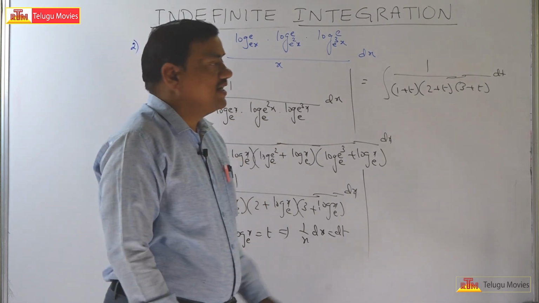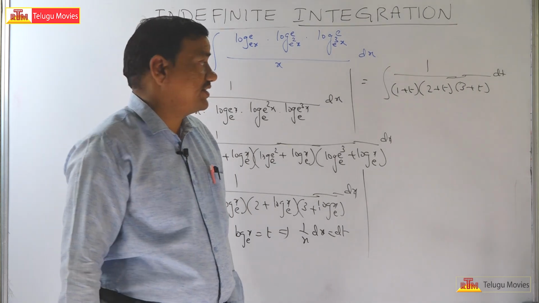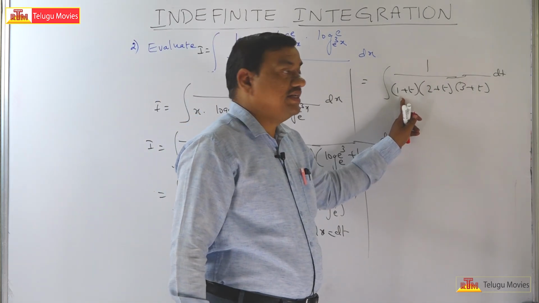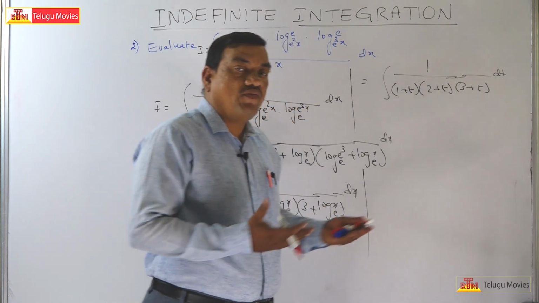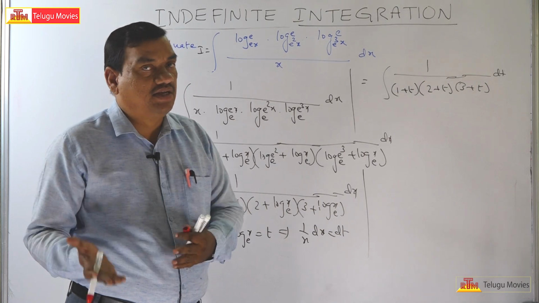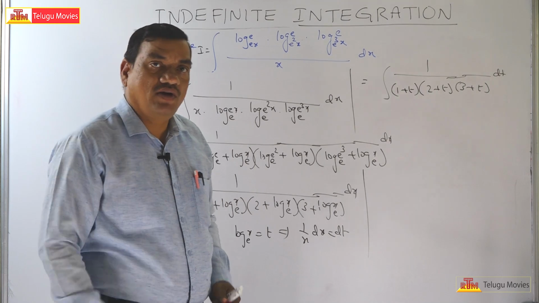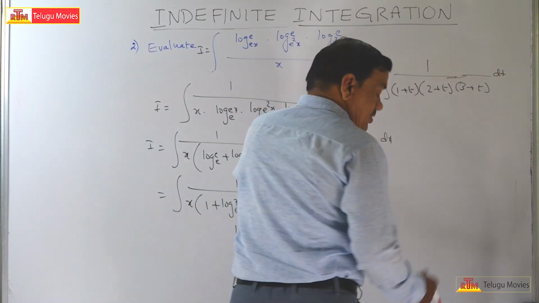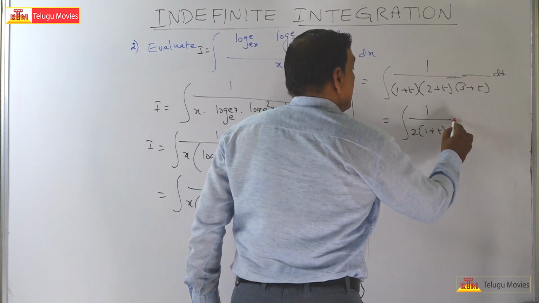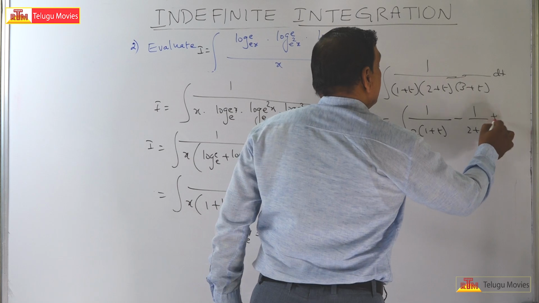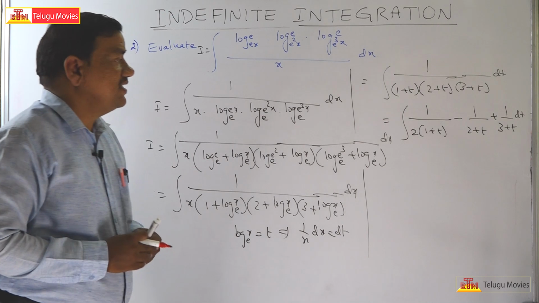Rest, everybody can know that this is a partial fraction. Now, you have to separate them into partial fractions: a by 1 plus t plus b by 2 plus t plus c by 3 plus t. Afterwards, get the values of a, b, c. Here a value is 1 by 2, b value is minus 1, c value is 1. Let us check that answer. So, this is equal to integral of 1 by 2 into 1 plus t, minus 1 by 2 plus t, plus 1 by 3 plus t dt. You check it, you will get the same answer.